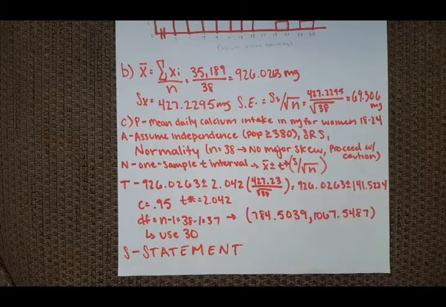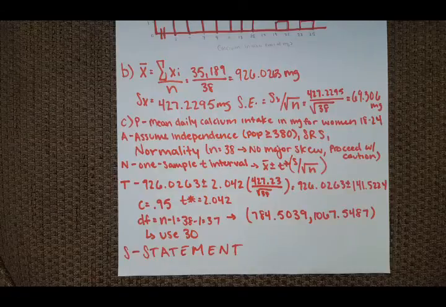Remember P for parameter and population. So it actually is not just the women tested, but is in fact the entire population of women 18 to 24 and their daily calcium intake. So then we go to A.